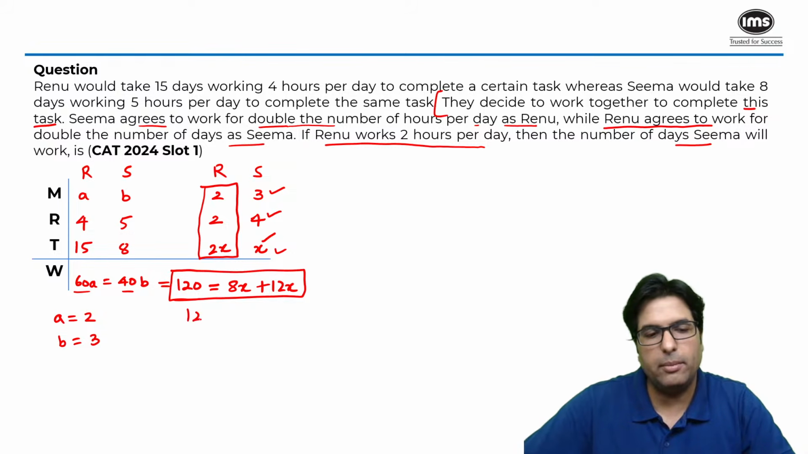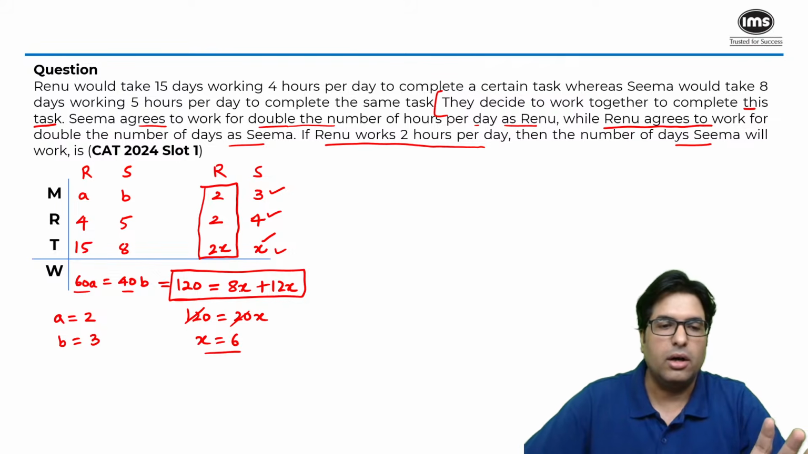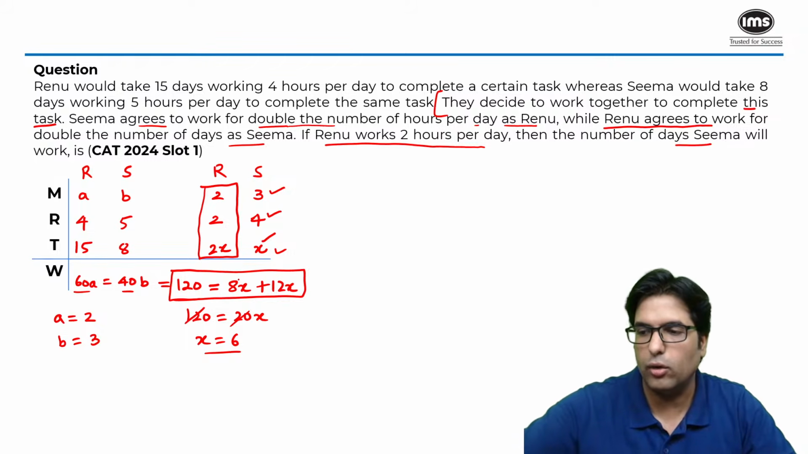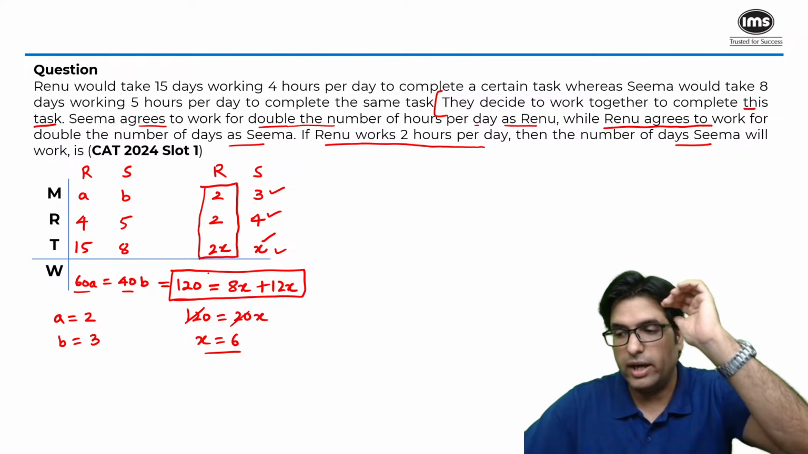We have 120 being equal to 20x. You can cancel this 20 with 120, 6 times. Get our answer for x as 6. Very neat and clean, straightforward approach for a standard question type from CAT 24 slot 3. I hope this is absolutely clear, and which is why I'm a big fan of this approach where you can structure it very conveniently.